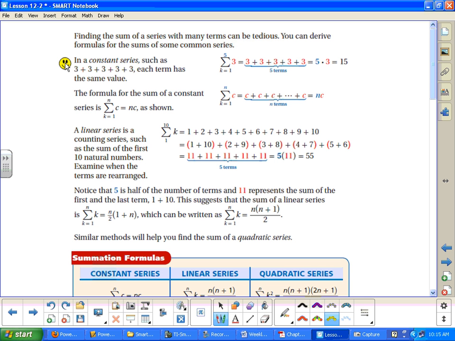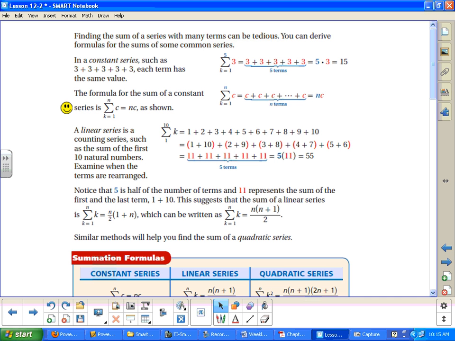Okay. And so for a constant series, if we just have some number c, we're just going to do whatever n times c is. So however many times we add them up, we just multiply them. Okay, that should make sense to you. If I add 5 10 times, it's easier to do 10 times 5 than to do 5 plus 5 plus 5 10 times.